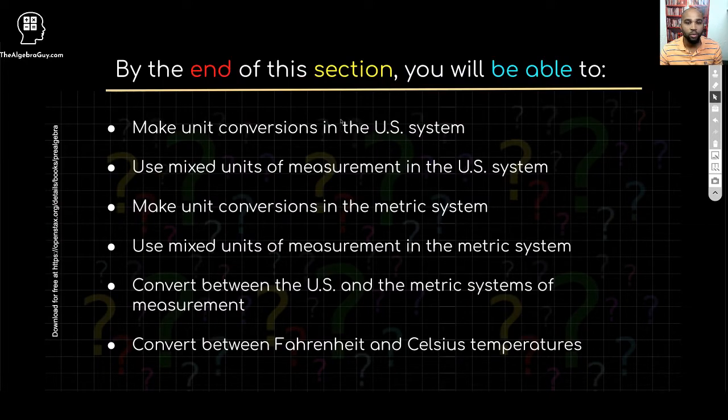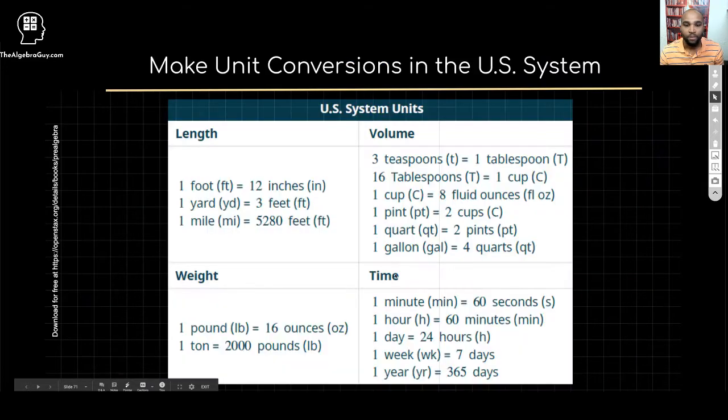So let's look at some examples. First, we'll start with what we wanted to address by the end of this lesson. Make unit conversions in the US system. Yes, the US system has its own measurement system. Use mixed units of a measurement system in the US system. Make unit conversions in the metric system. Use mixed units of measurement in the metric system. Convert between US and metric, and convert between Fahrenheit and Celsius. See, these are all applicable. Here's science. That's going to come up quite a bit. So let's get into it.